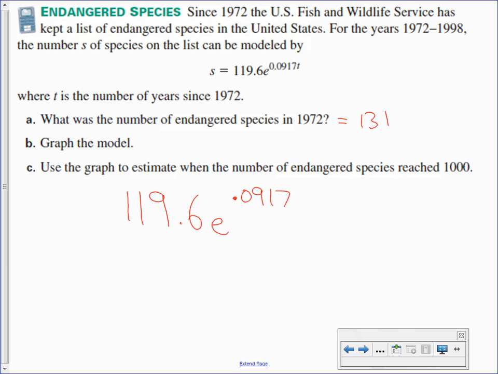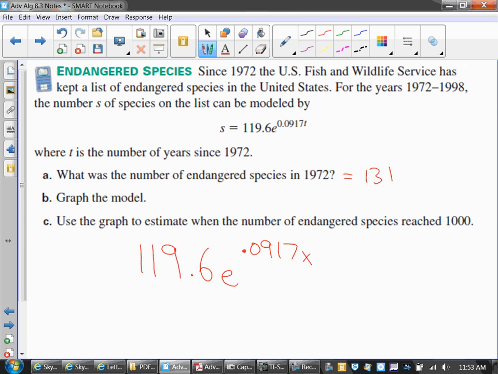Now, when it says graph the model, are you going to graph that? No. When it says use the graph to estimate when the number of endangered species reaches 1,000, how do you do that in your calculator? Go to your table. Very good. So in my calculator, I type that formula. Obviously, your calculator does not have a button that says t for the variable, so you just use x.